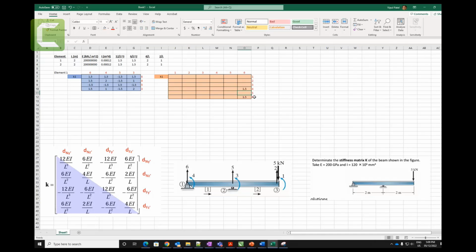6, 5 minus 1.5. 6, 5. There you go. 6, 3. Here you go. Then 4, 6 here. 4, 4. 4, 5. Oh, sorry, 4, 3. There you go.